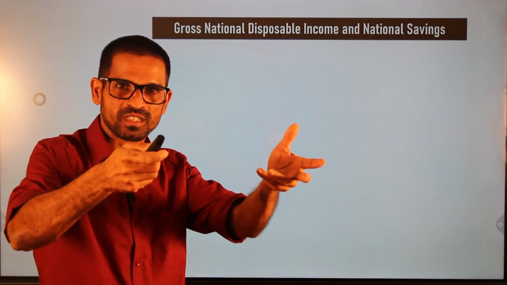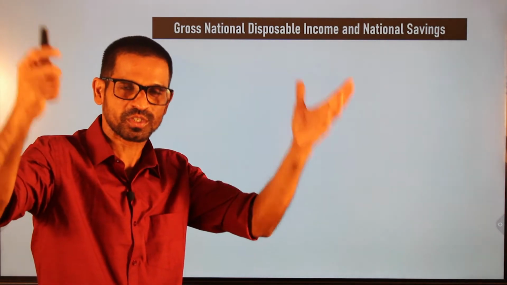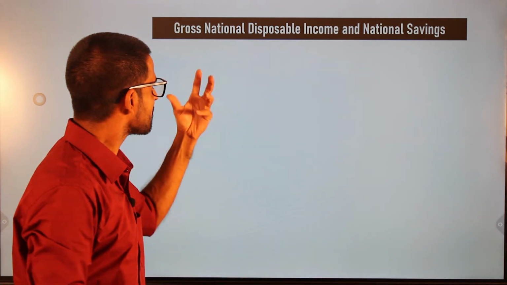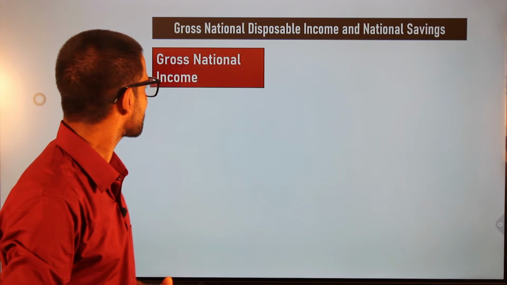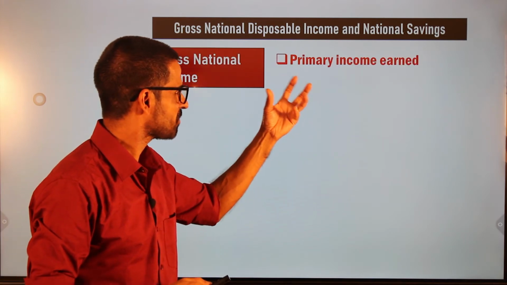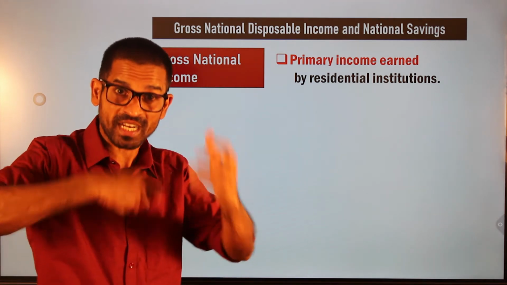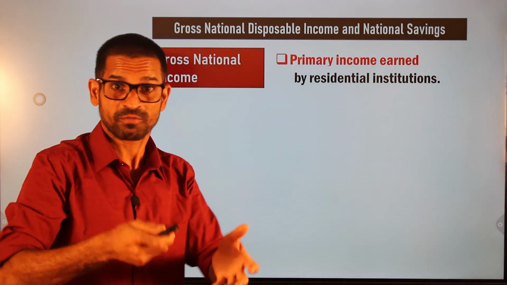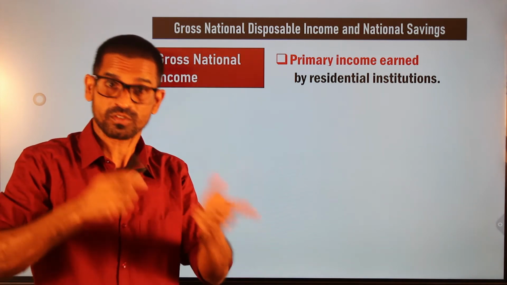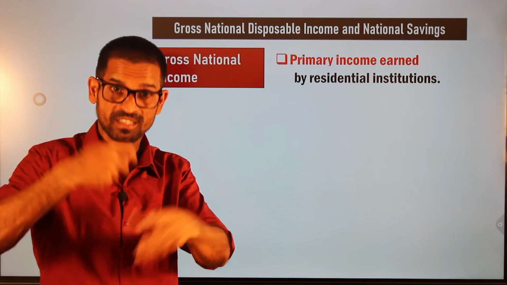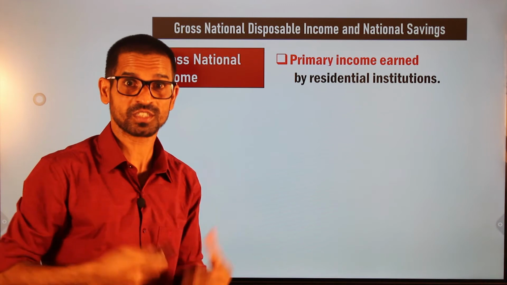Available to dispose. Available to utilize. The income which is available to utilize, that is disposable income. It consists not only of the gross national income. Gross national income is primary income earned by resident institutions, total income, within the production process. But for the disposal purpose, we get not only the primary income, but also secondary income, such as current transfers, such as donations. They are also available for us to dispose.